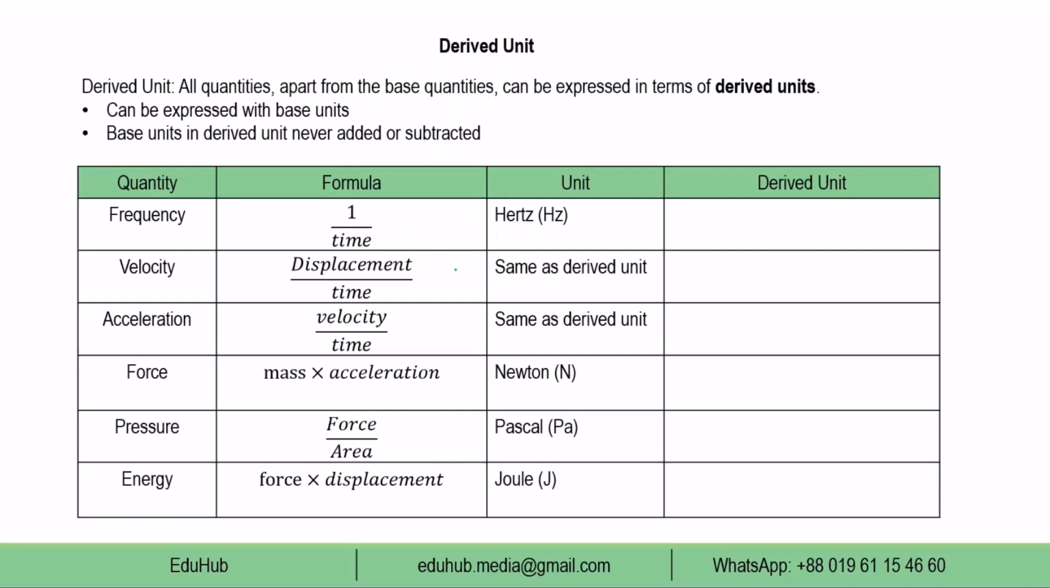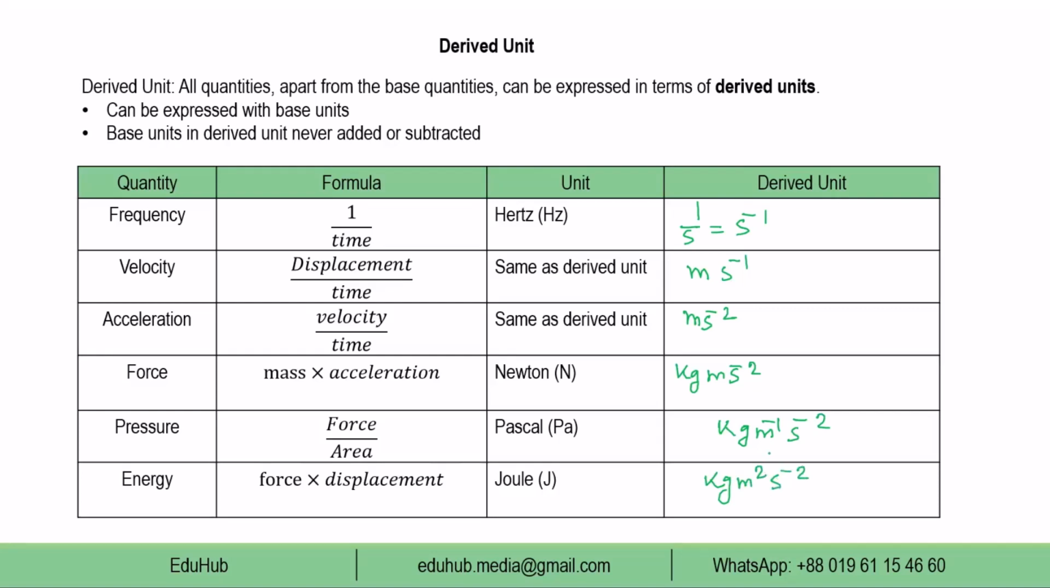The first one is frequency, and the derived unit will be 1 by second, that means second to the power minus 1. For velocity it will be meter per second. For acceleration it will be meter second to the power minus 2. For force it will be kg meter second to the power minus 2. For pressure it will be kg meter to the power minus 1 second to the power minus 2. For energy it will be kg meter square second to the power minus 2.